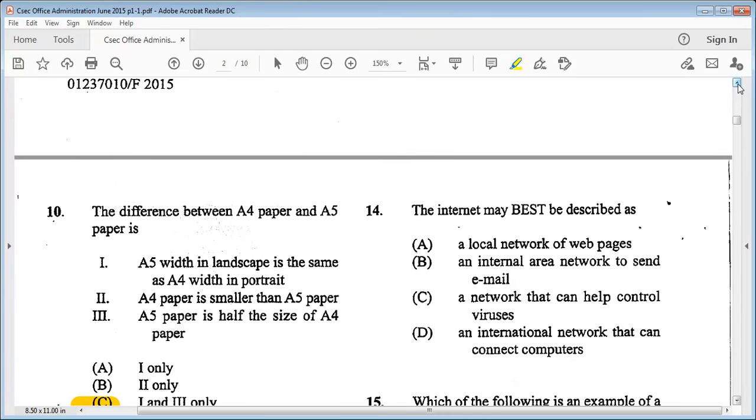Right, let's move on to question number 14. The internet may best be described as A, a local network of web pages, B, an internal area network to send email, C, a network that can help control viruses, or D, an international network that can connect computers. We know it is D. It's an international network that can connect computers. So our answer is D.